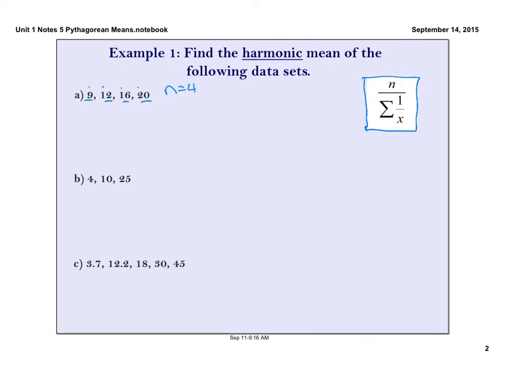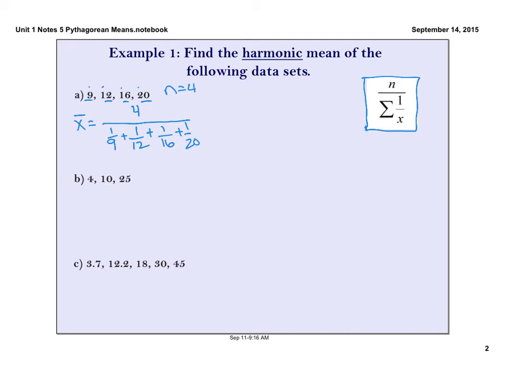So if I'm plugging this into a formula, my harmonic mean is going to look like 4 divided by, and then the reciprocal of each data point. So the reciprocal of 9 would be 1/9. The reciprocal of 12 would be 1 over 12. The reciprocal of 16 is 1 over 16. And the reciprocal of 20 is 1 over 20. Okay, so that's what the formula looks like.